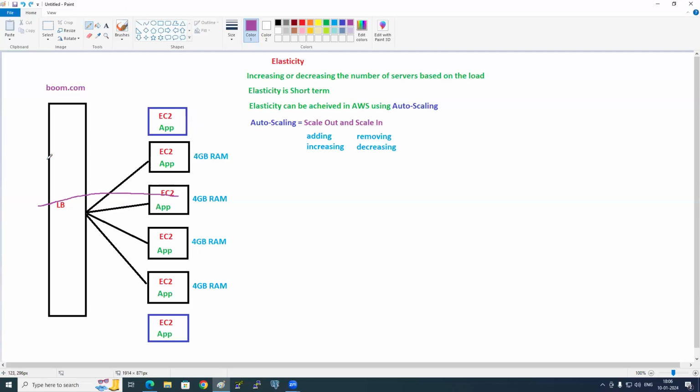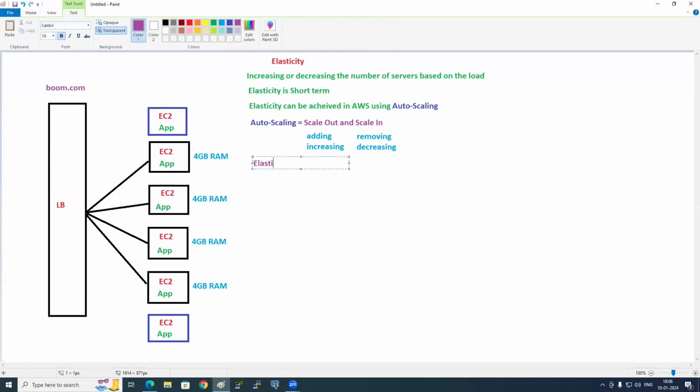Now you understood the logic. So you need to use the same capacity of the servers in the group. Same capacity or different capacity? Same capacity. Understood? And this elasticity is also called horizontal scaling. Another name for elasticity is horizontal scaling. So I'm writing it here. Elasticity is also called horizontal scaling.